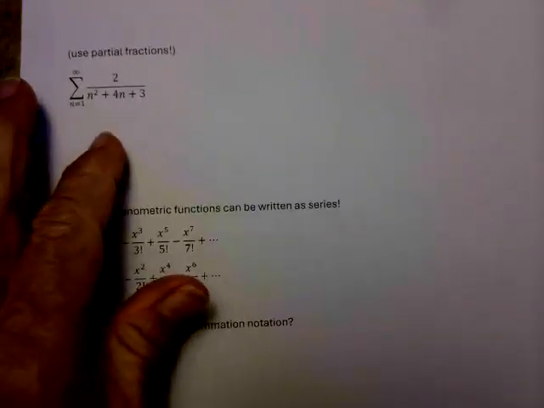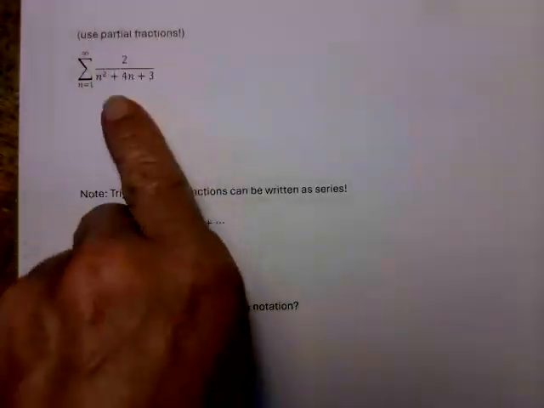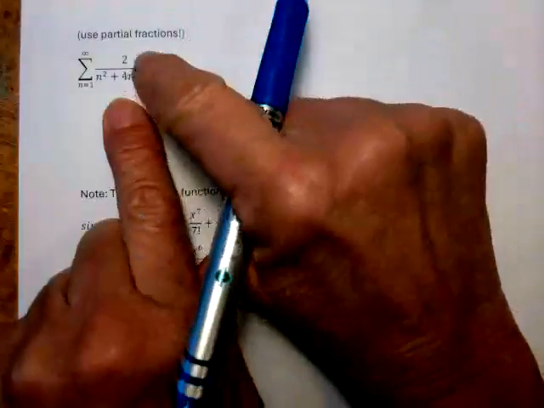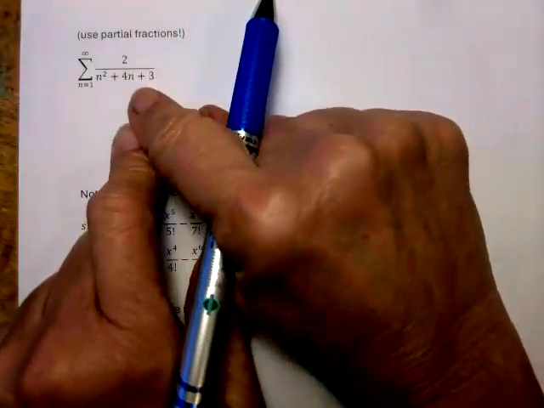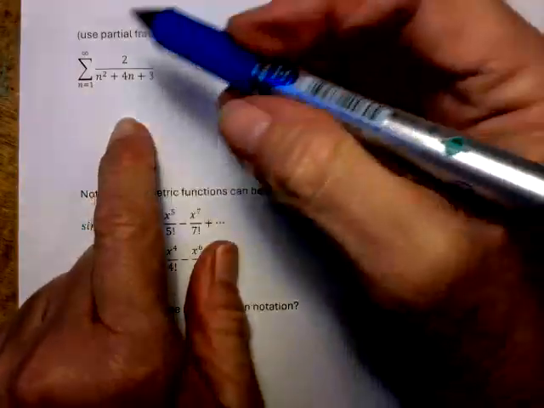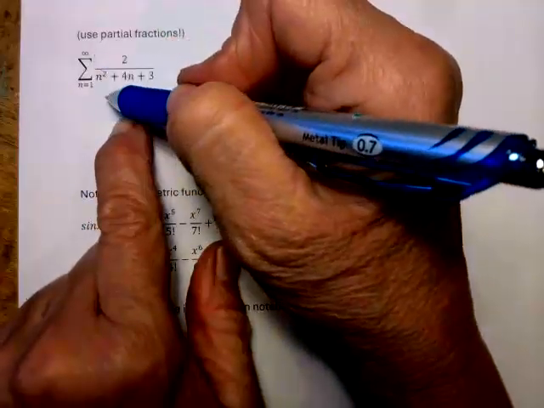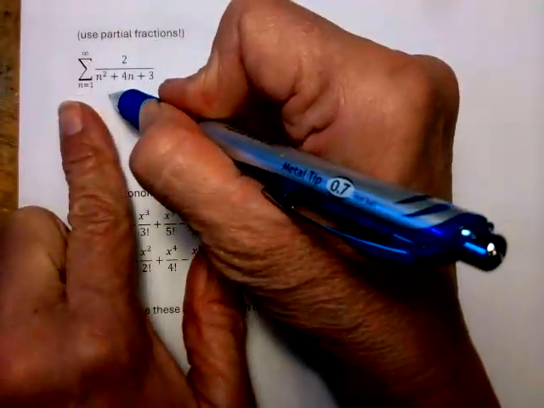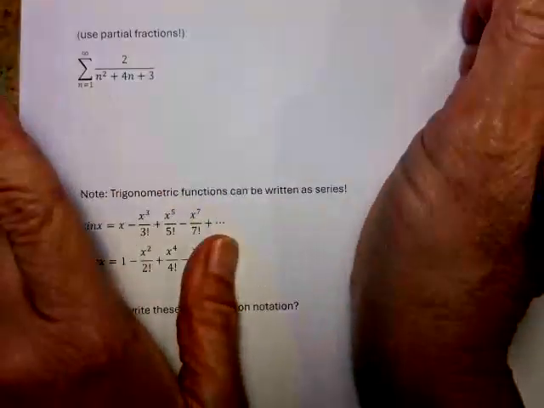What happens if your fraction isn't split apart? This time I have 2 over n squared plus 4n plus 3. I'm adding them up from 1 to infinity. Make sure your nth term goes to 0. And it does. Otherwise, it doesn't converge.